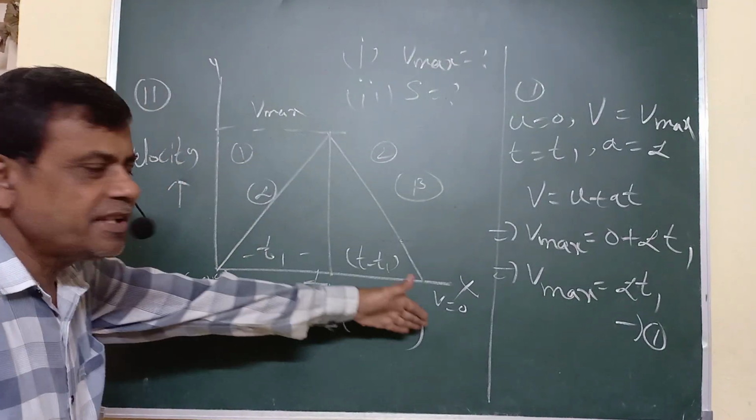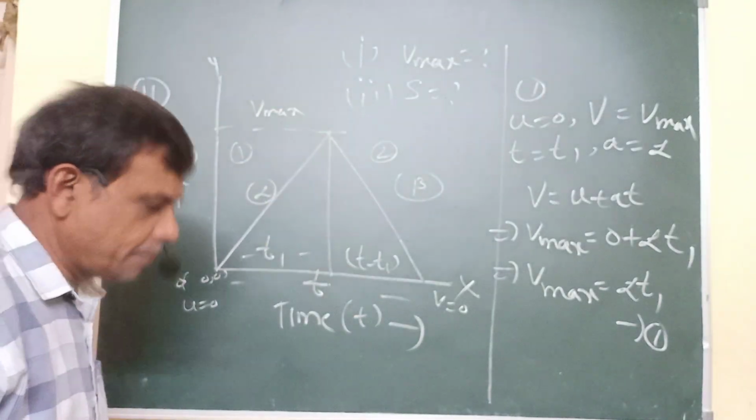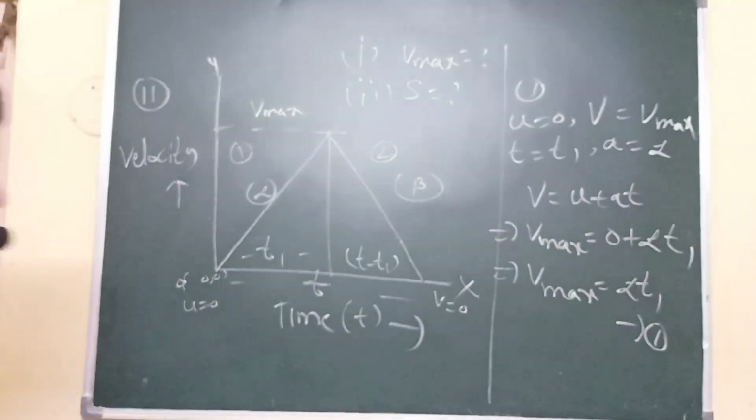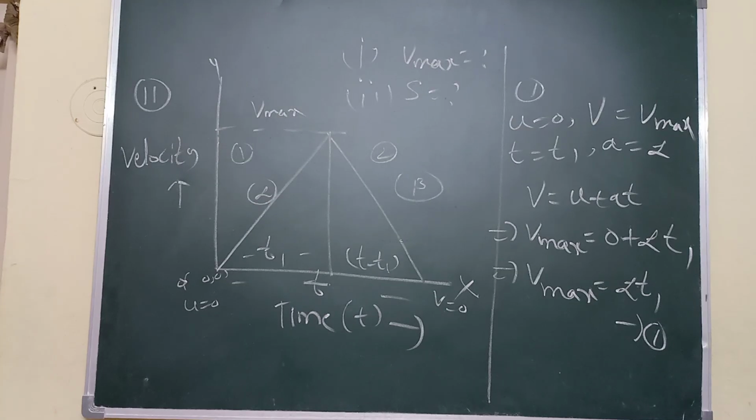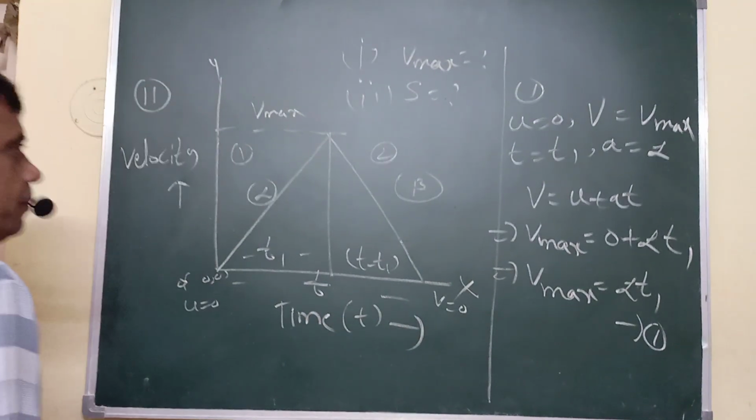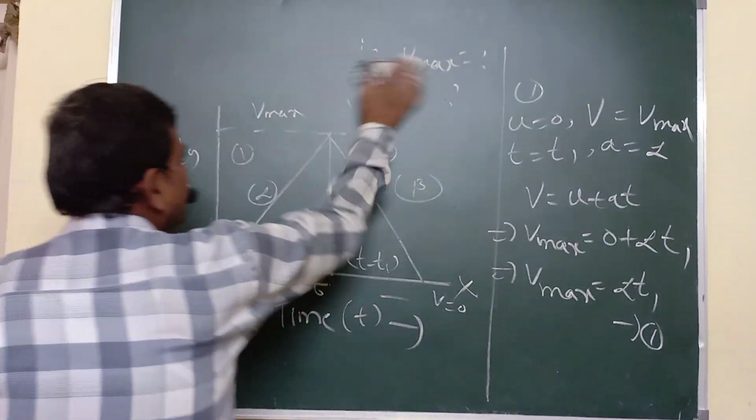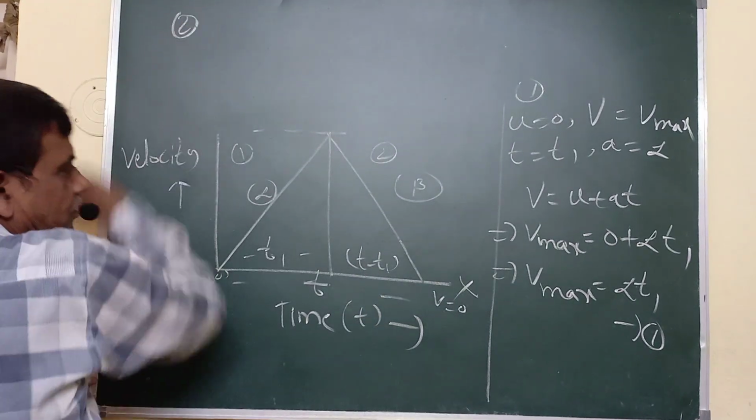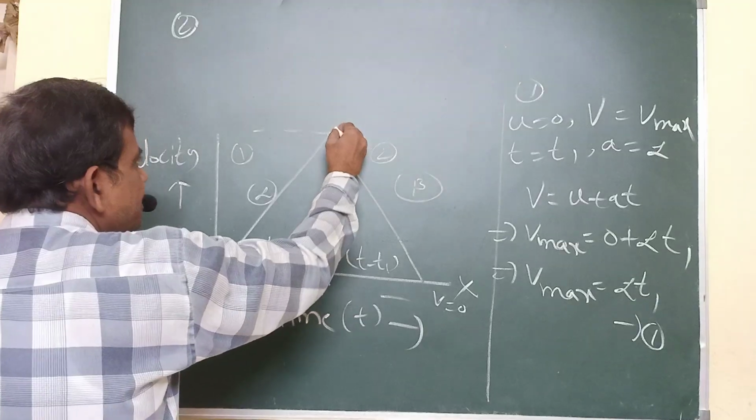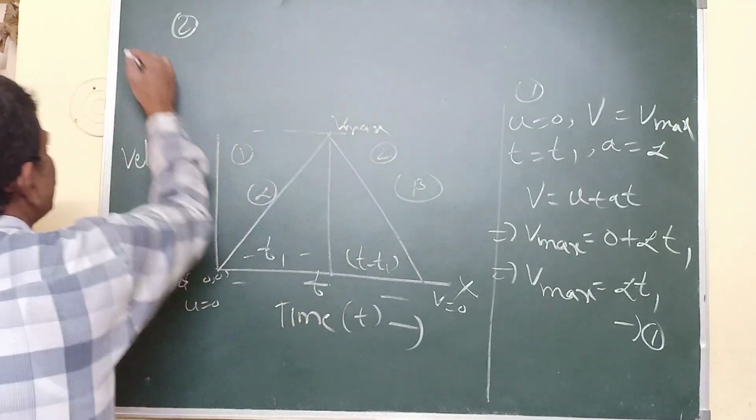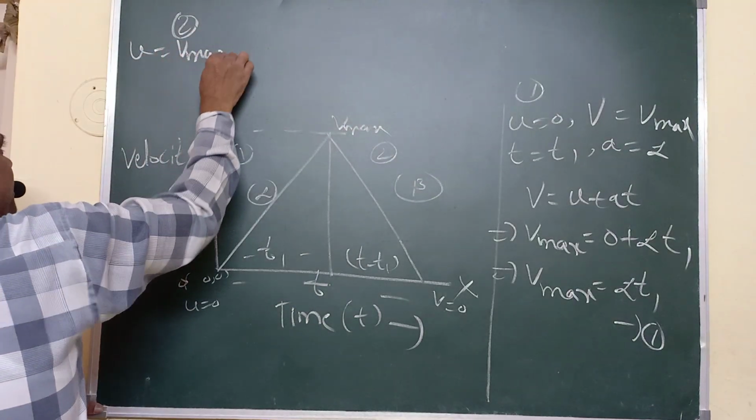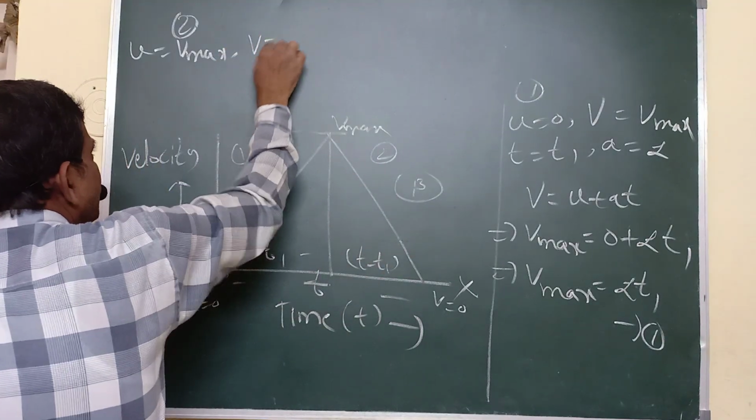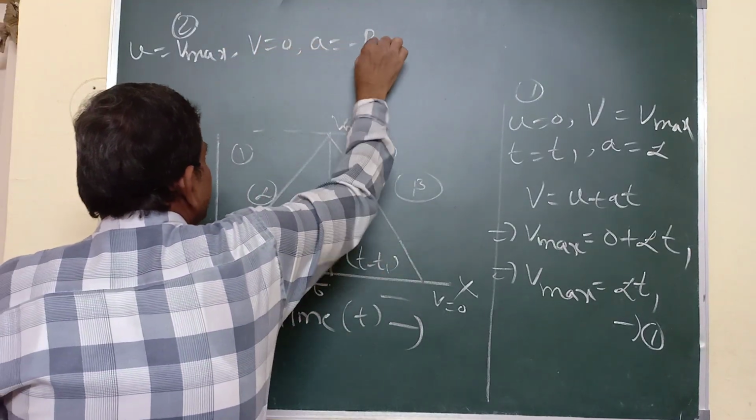Similarly, from here to here it is going into retardation. That case I am taking as case 2. In case 2, retardation happens from maximum velocity to 0 velocity. So in this case 2, the initial velocity is the maximum velocity, the final velocity is 0, and the acceleration is minus beta, because it is retardation.